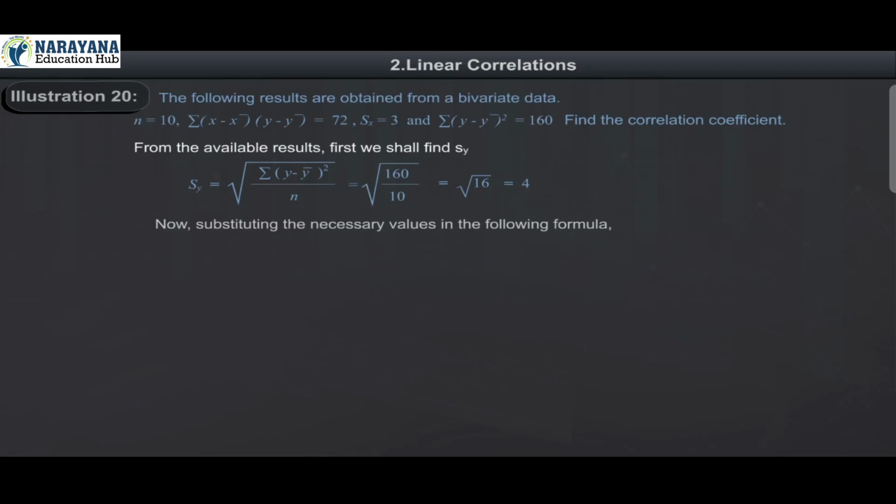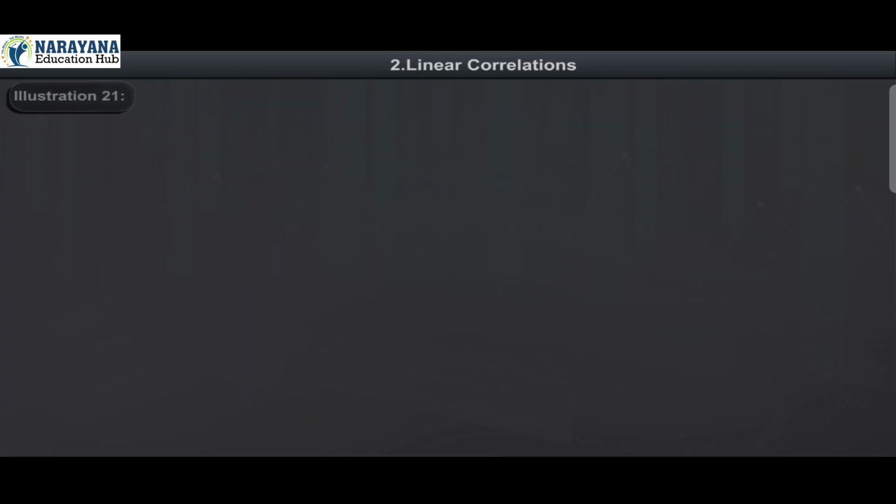Now, substituting the necessary values in the following formula. R is equal to sigma x minus x bar into y minus y bar divided by n into Sx into Sy is equal to 72 divided by 10 into 3 into 4 is equal to 72 divided by 120. Therefore, R is equal to 0.6.